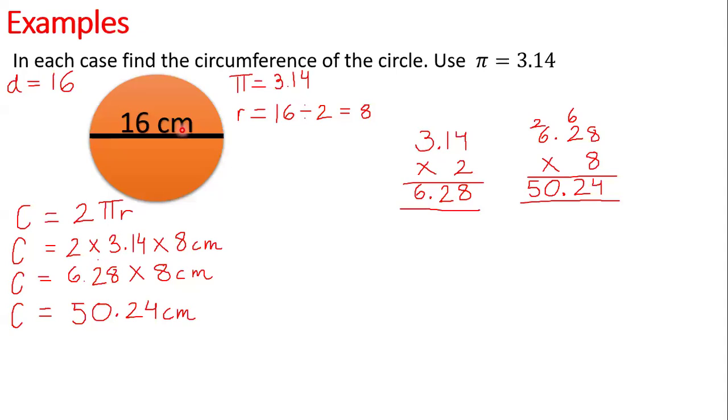We know that pi is 3.14. In order to find the radius, we take 16 and divide it by 2. Class, what is 16 divided by 2? That's 8. So every time we see this long line and not one number for it, we have to divide it by 2 before we start using our formula. That makes sense? Okay, thank you.